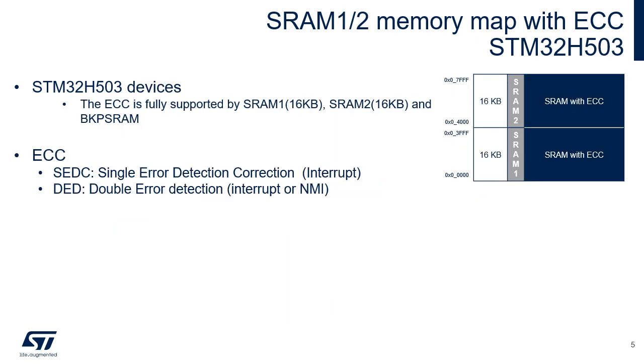This slide describes the SRAM1 and SRAM2, both with ECC memory map for STM32H503 devices. The 16 kilobyte SRAM1 and 16 kilobyte SRAM2 are ECC protected through 7 ECC bits added per 32 bits of SRAM. The error report mechanism is the same as the one implemented in STM32H56X and STM32H573.